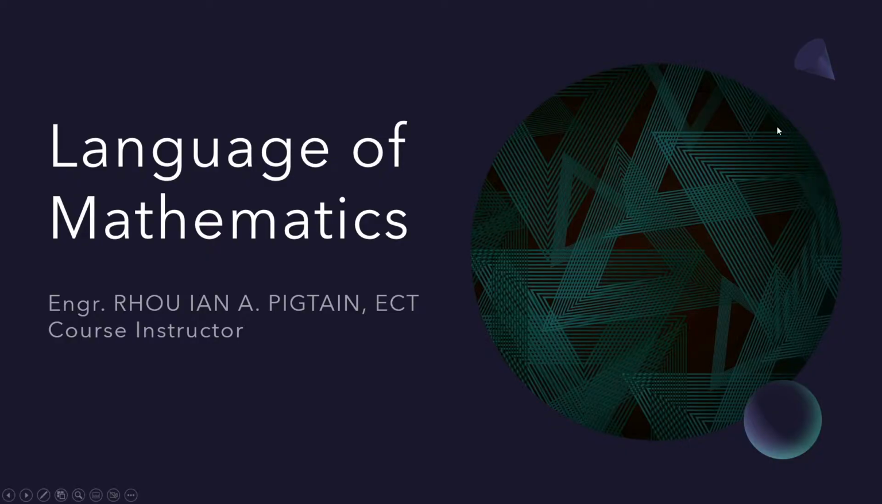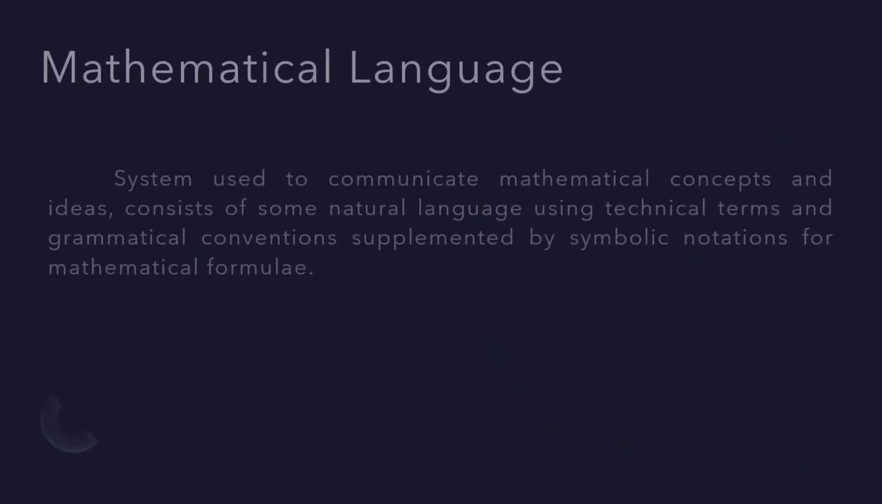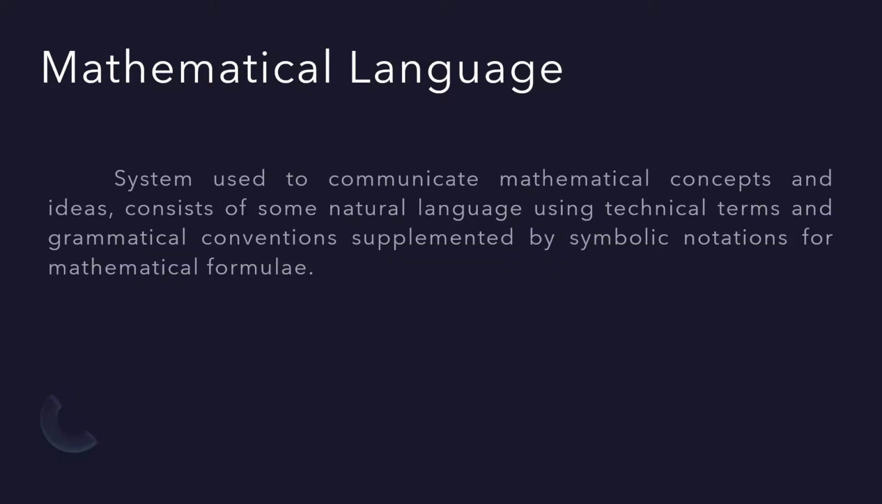So we have mathematical language. It is defined as the system used to communicate mathematical concepts and ideas. It consists of some natural language using technical terms and grammatical conventions, supplemented by symbolic notation for mathematical formulae. So basically, mathematical language is something that we use when we want to convey something that is math in nature.